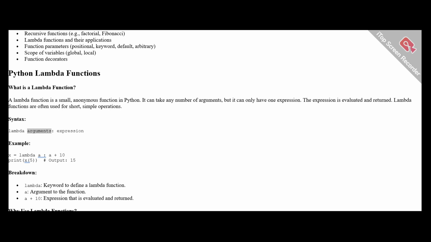Syntax. lambda arguments: expression. Example. x = lambda a: a + 10. print(x(5)) # output: 15. Breakdown. lambda, keyword to define a lambda function. a, argument to the function. a + 10, expression that is evaluated and returned.